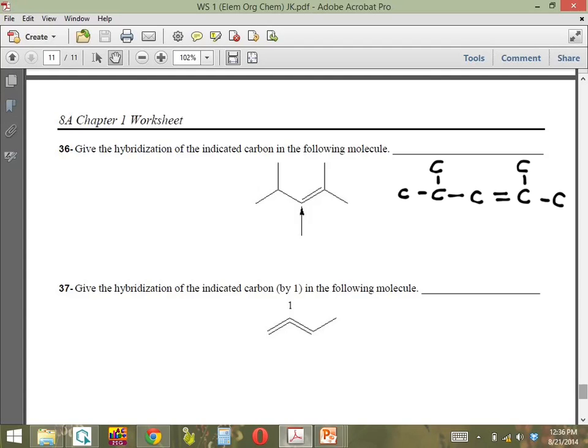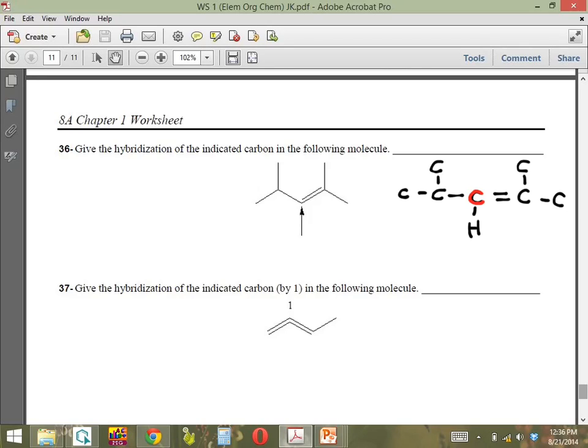So I'll make this guy red that we're looking at. We need to make sure that we account for all the atoms bonded to him. The hydrogens are not shown in this structure. Is that red carbon going to have any hydrogens bonded to it? How many? 1. How do we know that?